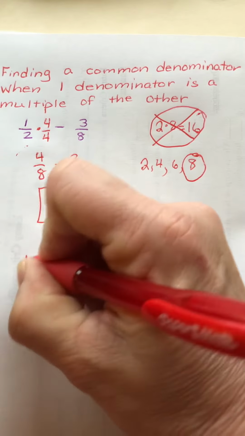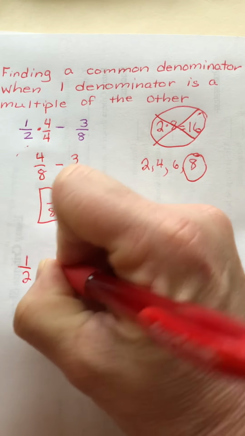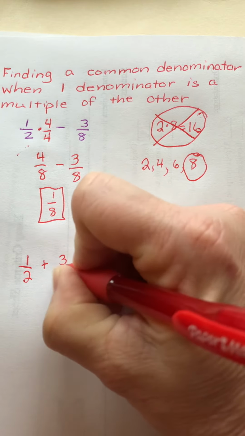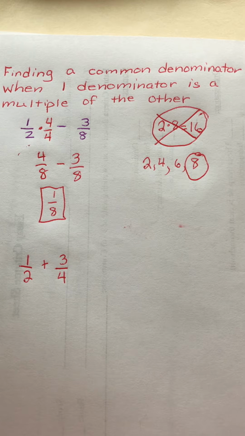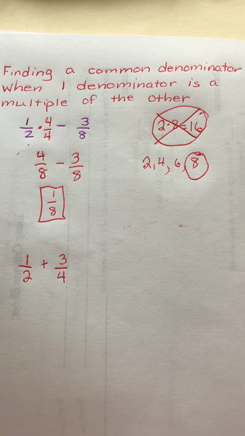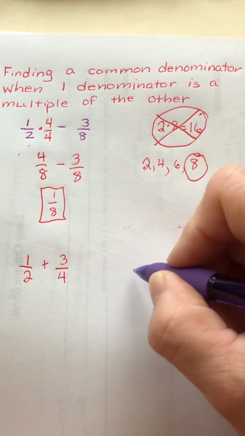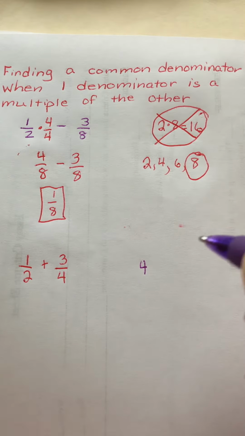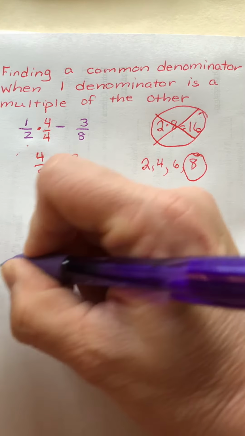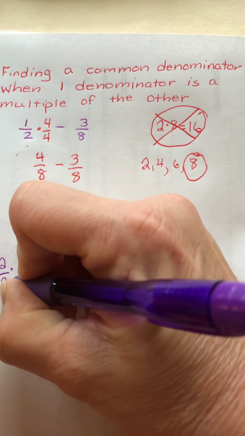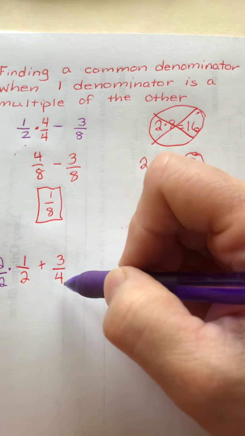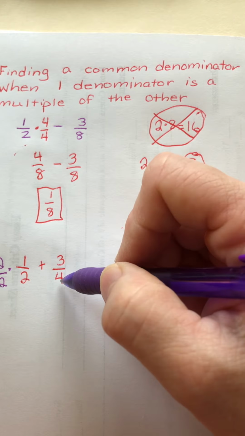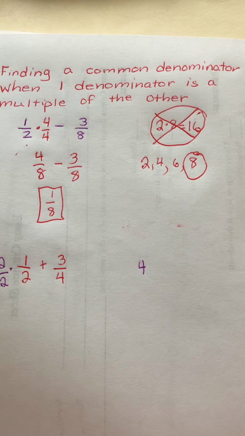If I had 1/2 plus 3/4, instead of using 2 times 4 as my common denominator, I'm going to use 4 as the common denominator. So I only have to change this one because 2 times 2 is going to give me 4. So I want to use 4, not 8. Let's try another one.